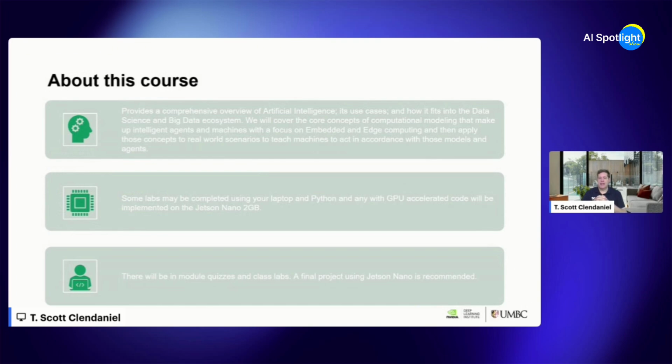Now, the second bullet we're actually going to come back and talk about later, which talks about the Jetson Nano, which is an exciting technology, but we don't have that section for you quite ready yet, but there will be at the end. Now, also, just so you know, I hate to be the bearer of bad news, but there are going to be module quizzes and class labs, and we're going to recommend that you do a final project.